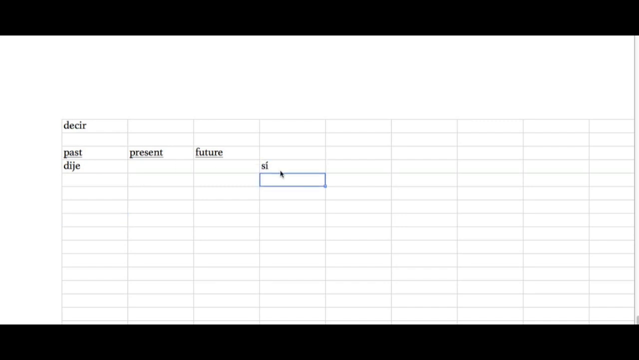I said yes would be dije sí, or I said that yes would be dije que sí. I said no. Yo dije que no. Okay, present tense is digo. Right? As always, look into 501 Spanish verbs. And voy a decir means I'm going to say. Okay.